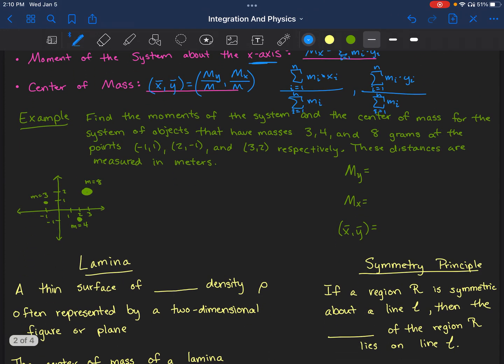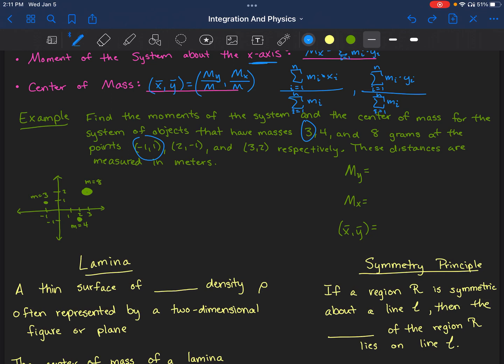So I'm going to move on to this first example, where it says: find the moments of the system and the center of mass for the system of objects that have masses of 3, 4, and 8 grams at the points (-1, 1), (2, -1), and (3, 2), respectively. I put those in order. These distances are measured in meters, so notice the 3 is at (-1, 1). 4 is at (2, -1), which I have, and 8 is at (3, 2).